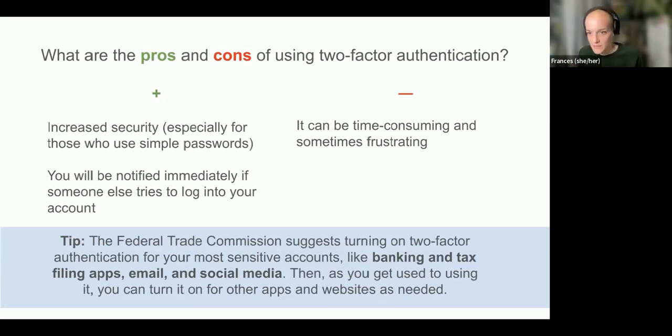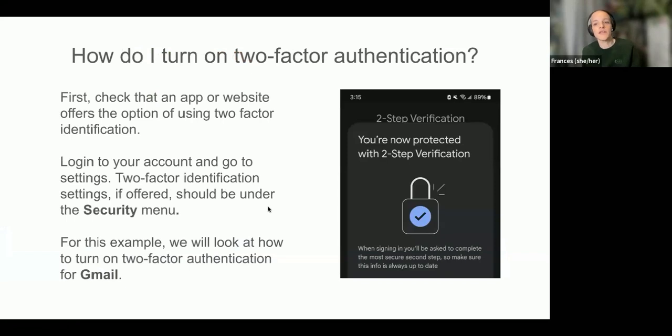I have this tip down at the bottom that the Federal Trade Commission suggests turning it on for things like banking and tax filing apps, email, and social media. So things that you really don't want somebody getting your data from, then using your own discretion on what you want it on other than that. If it does make logging in more difficult, you might not want it on some things that are not super high security for you. So it is really up to you, but it's definitely a good method for adding extra protection to your account. So how do you turn it on?